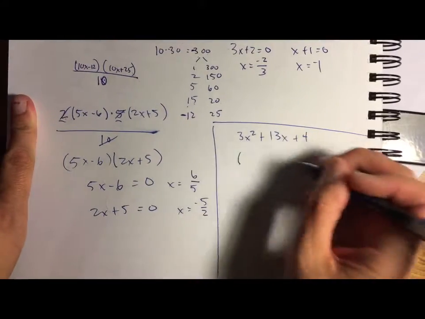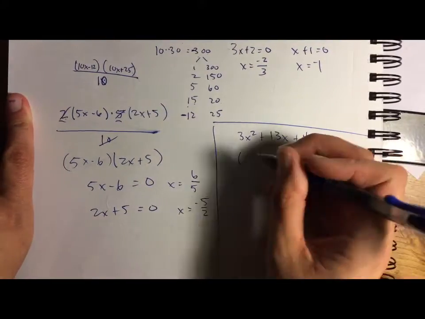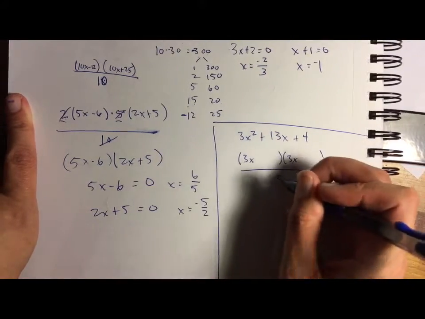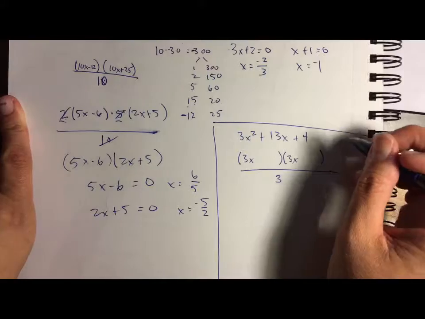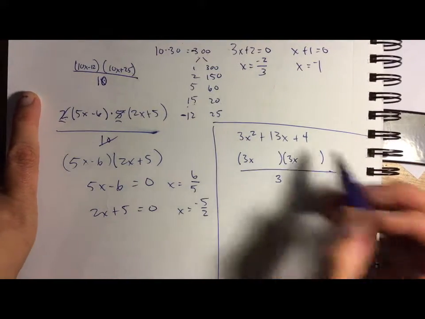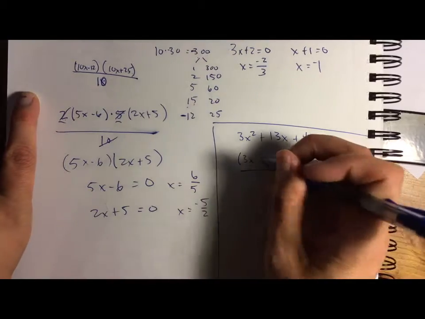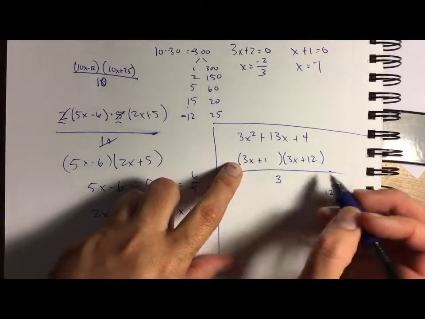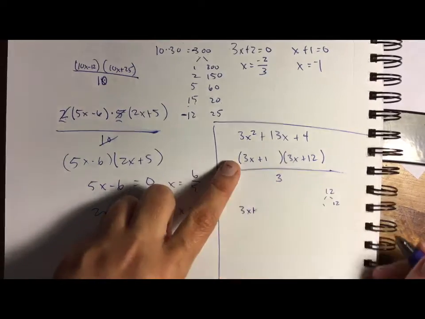So we were going to make our umbrella method. 3x over 3. 3 times 4 is 12. What factors of 12 will add to 13? 1 and 12. So plus 1 plus 12. Nothing's going to come out of this, so that's going to stay as it is.